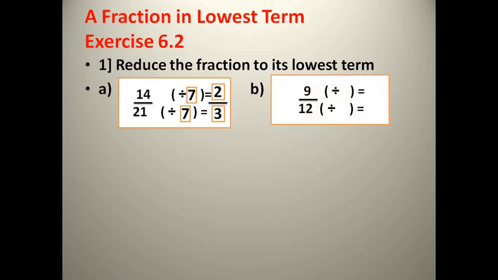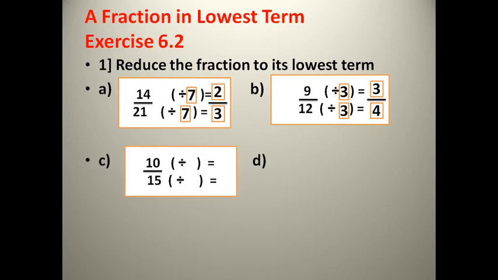Next here 9 and 12. So I look for a number I can divide 9 by and also divide 12 by. When you search, you can find 3. 9 divided by 3 is 3, and 12 divided by 3 is 4. So I search for a number I can divide 9 and 12 by, and I find 3. 9 divided by 3 is 3, 12 divided by 3 is 4.